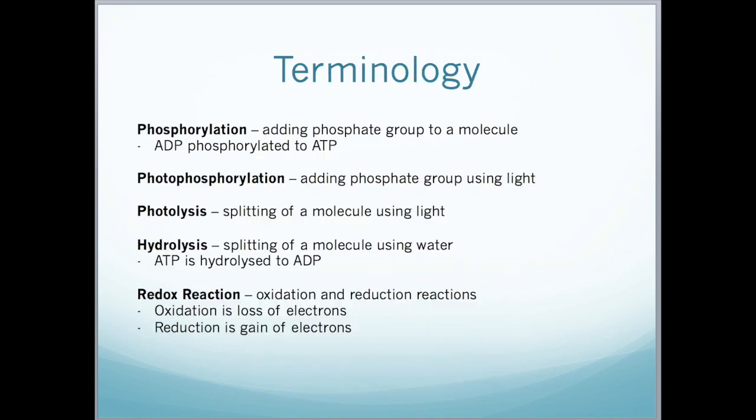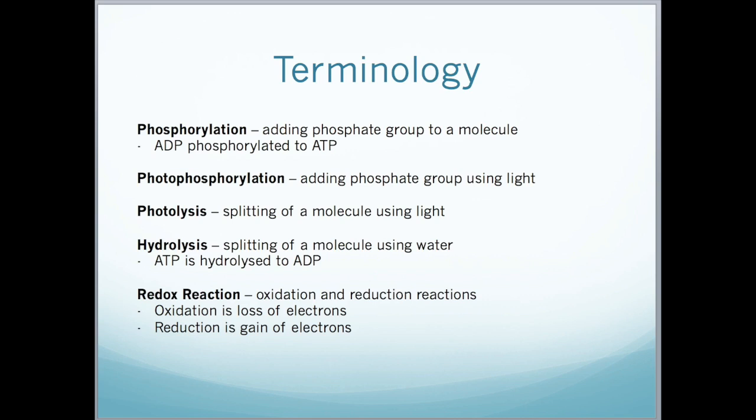Phosphorylation is when we add a phosphate group to a molecule. So for example, ADP is phosphorylated to ATP. Photophosphorylation is when we're adding a phosphate group using light. Photolysis is the splitting, so lysis means splitting, of a molecule using light energy. Hydrolysis is the splitting of a molecule using water. So for example, ATP is hydrolyzed to ADP.